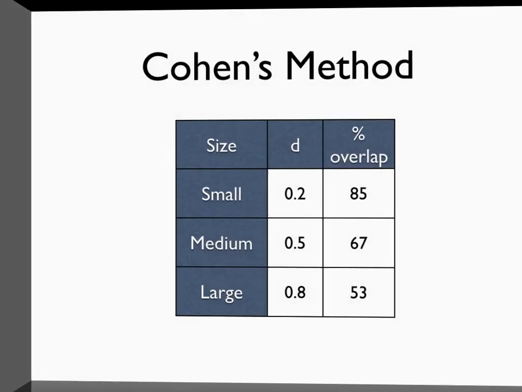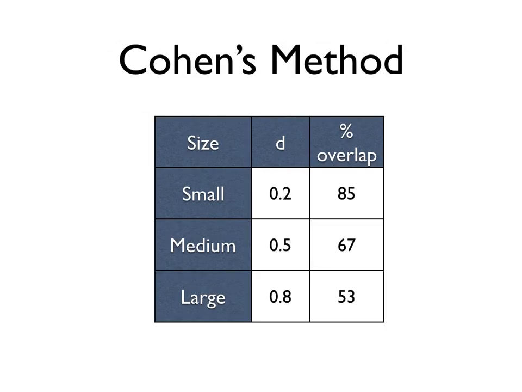Well, there's a way to determine this, and this is what's called Cohen's method. It's also just a rule of thumb. But the notion is, if d, that's the effect size, is 0.2, the percentage of overlap in the two distributions is 85%. That's quite a bit of overlap. And that's called a, quote, small effect.